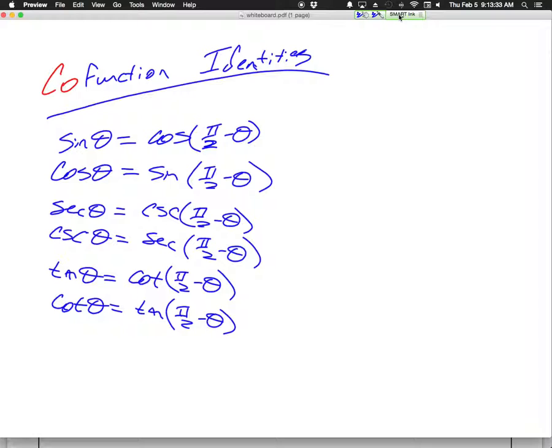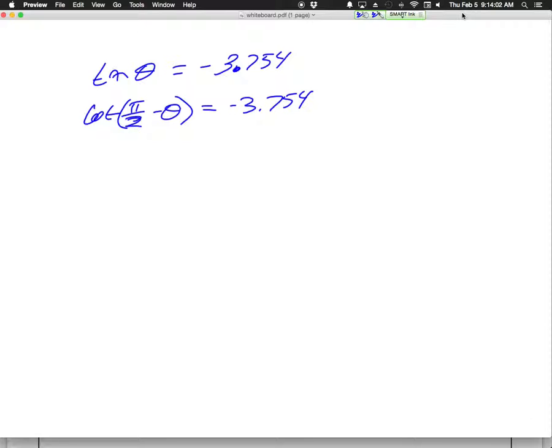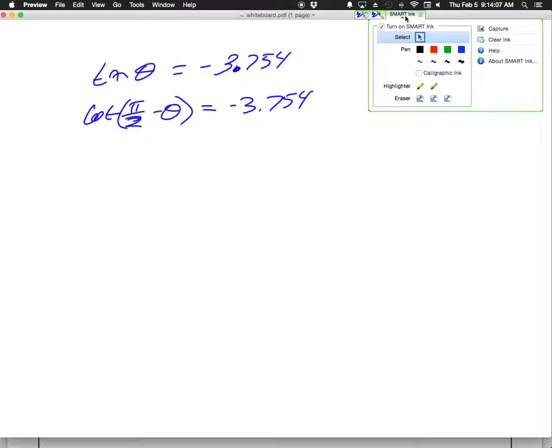All right, let's do a couple examples. Let's say tangent of theta is equal to negative 3.754. What is cotangent of pi over 2 minus theta going to equal? Negative 3.754. So that's pretty easy. Now let's put one in that also requires us to use the negative angle identity.